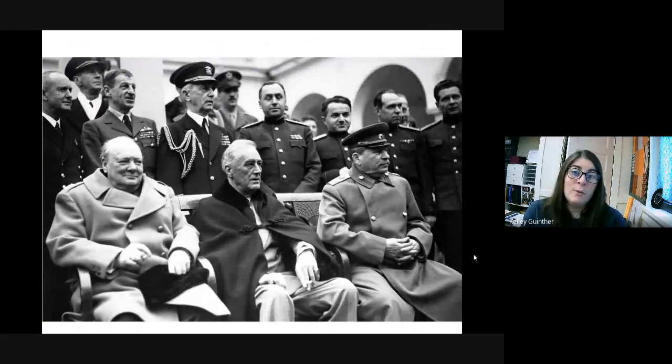So this is a picture of what we call the Big Three. In the middle there is FDR. To the right is Joseph Stalin. I talked about him yesterday. He was the dictator of the Soviet Union. And then on the left, you have Winston Churchill.